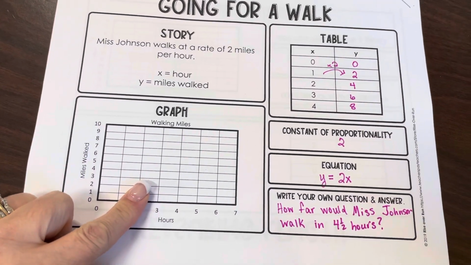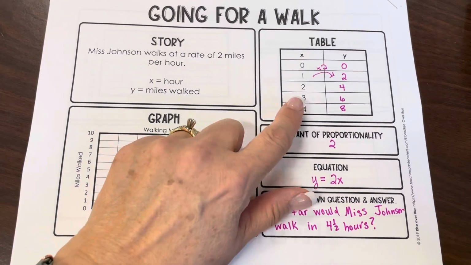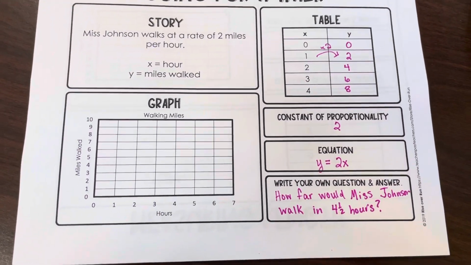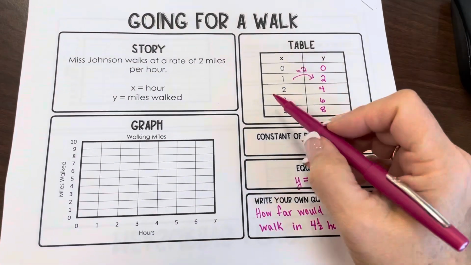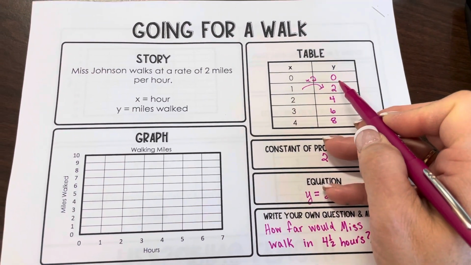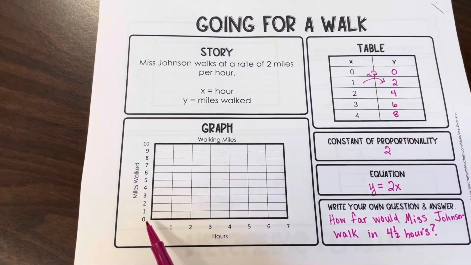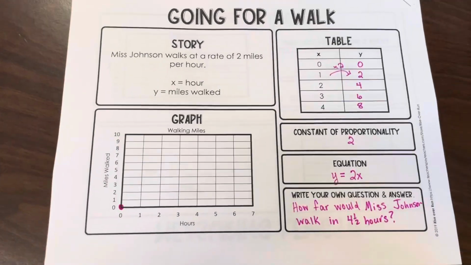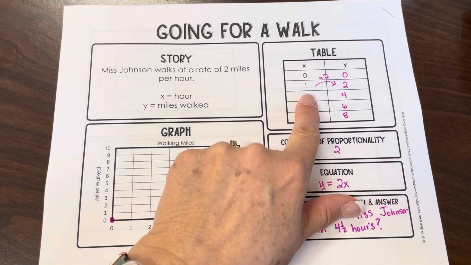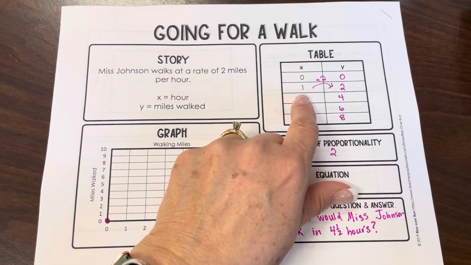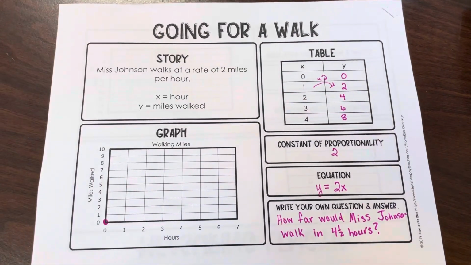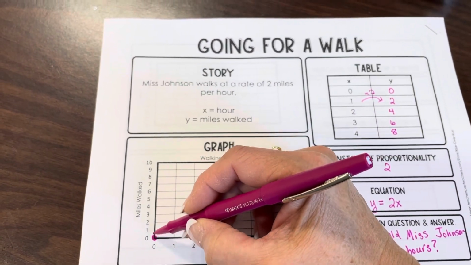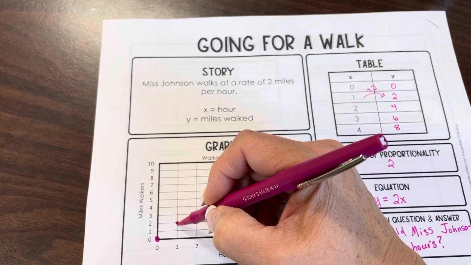This part is new. What you're going to do is you're going to take the data that's in the table and you're going to use points on the graph to represent that data. So the first says when she walks 0 hours, she walks 0 miles. So on the graph, you find that 0 hours, 0 miles would be a dot right there. The next one says that in 1 hour, she walks 2 miles. So you go to the graph, 1 hour, 2 miles, and you find the point that corresponds to those.